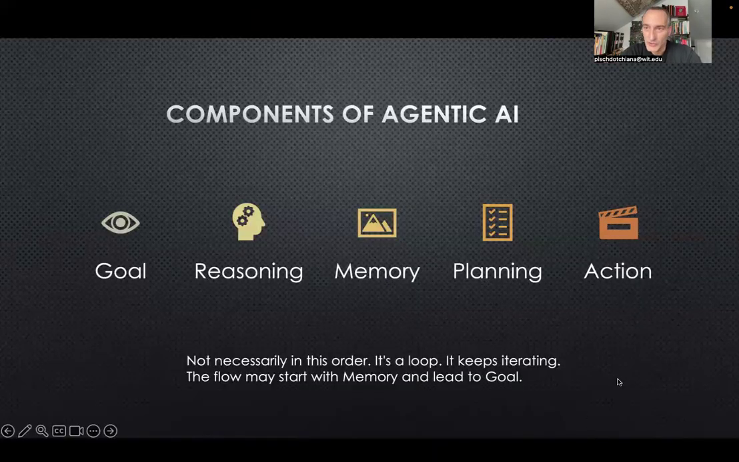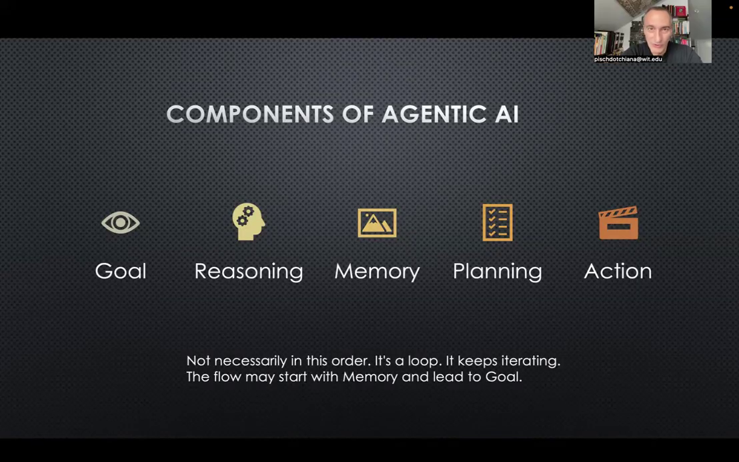There are 5 components: goal or perception, also reasoning, memory, planning, and action. And it's important to note that this isn't necessarily an order that the flow always has to go through. It's iterative. Oftentimes it starts with memory, perhaps, and back to reasoning and goal and perception. Typically, action is the one that follows at the end. But let's delve deeper into each one of these.